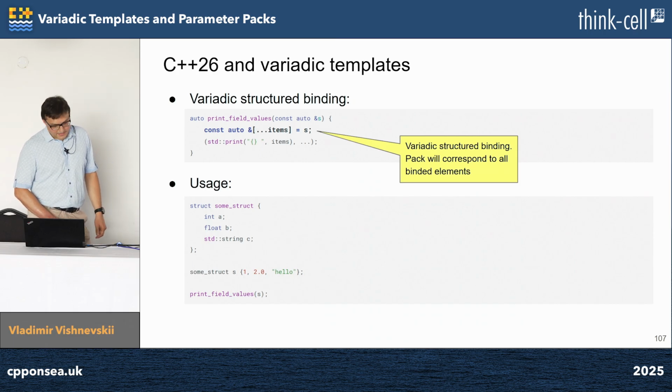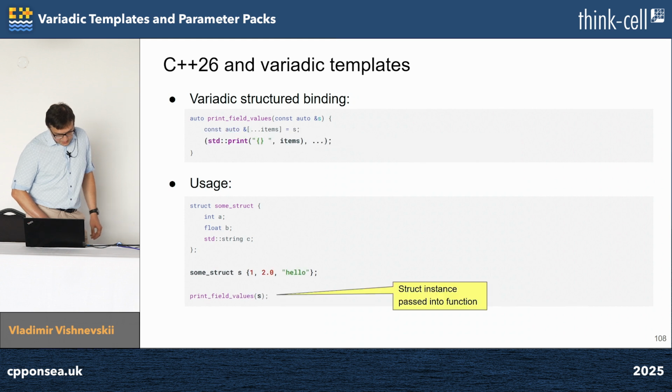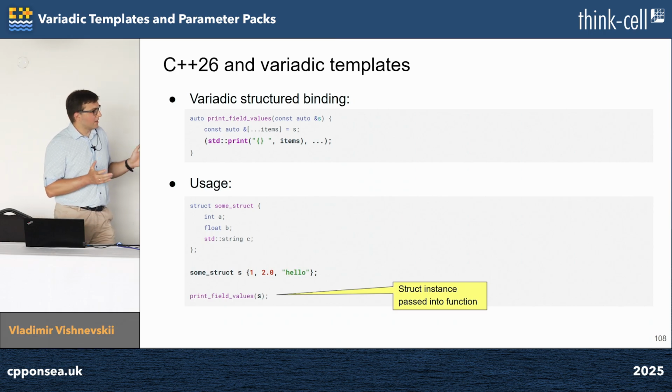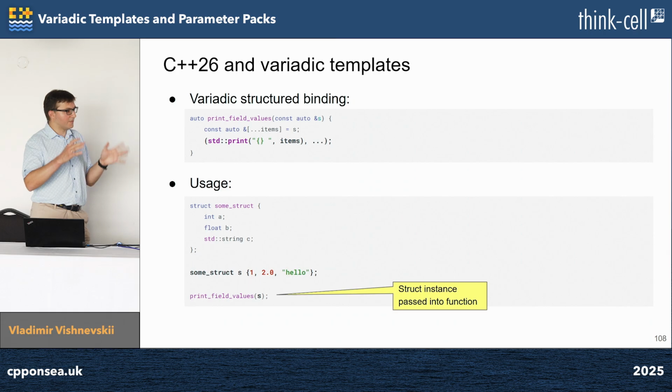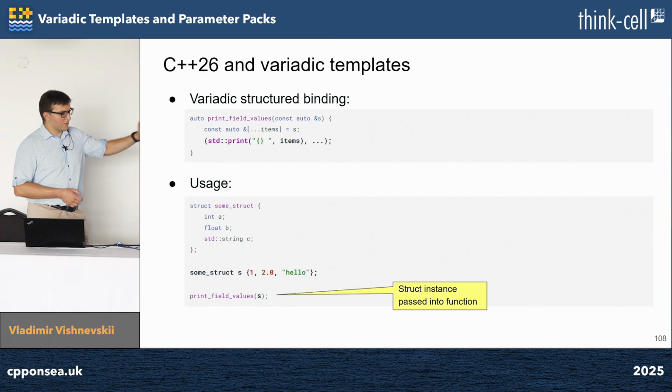And then we use a fold expression to print the items. So we can actually print the values of those items. In this example, we can just create some structure, pass it into this function, and get the items printed. So how this would work: it doesn't matter how many items there are and what the fields are. Everything that can be used together with structured binding can then be bound to this pack, basically.